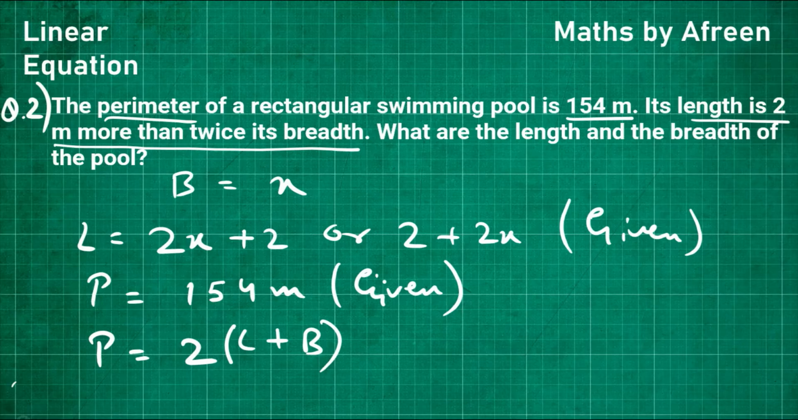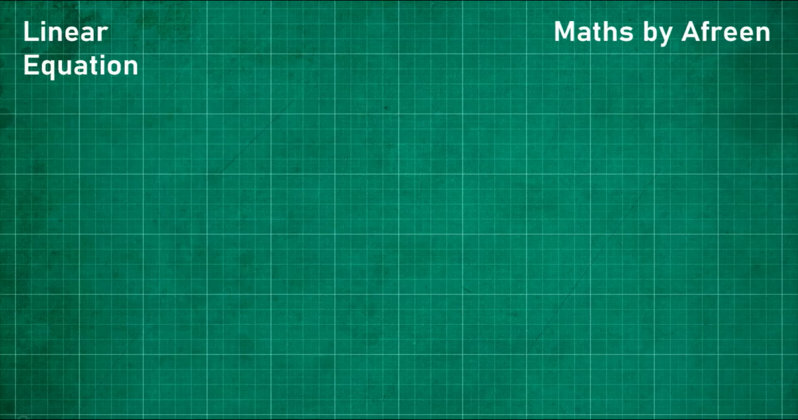Why are we collecting this data? This data will help us in forming the equation. We can find out what is given and what we have to find. So now we have written the formula as well. What we will do next is just put the values of L, B and P. What is the value of P?